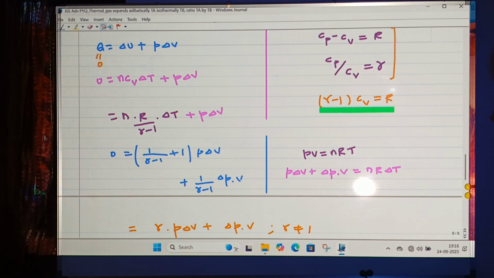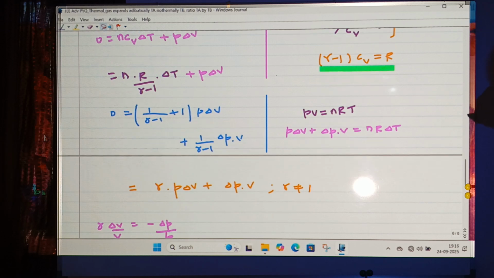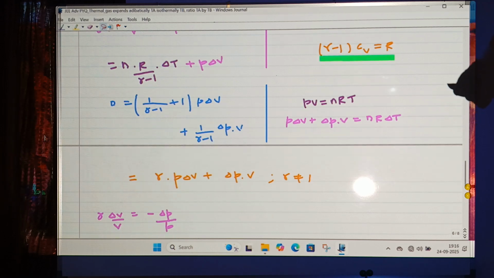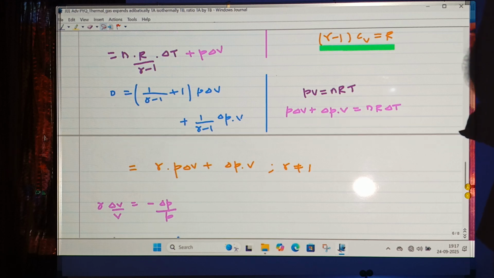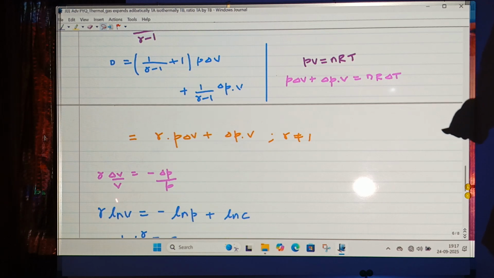This is simple manipulation. We just have to put nR delta T as this quantity. So we have two terms. One is P delta V and the other is delta P into V. So this thing we can simplify. If we take it here, it will become gamma by gamma minus 1. And here is 1 by gamma minus 1. So gamma minus 1, if it cancels, we'll get this one. So from this, we'll get delta V by V into gamma equal to minus delta P by P.